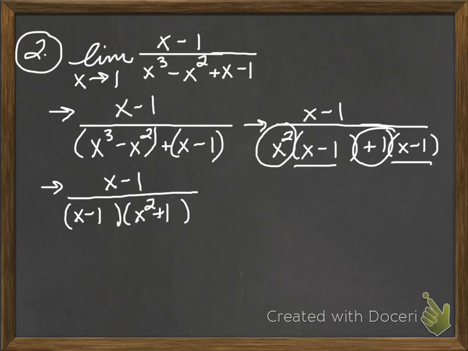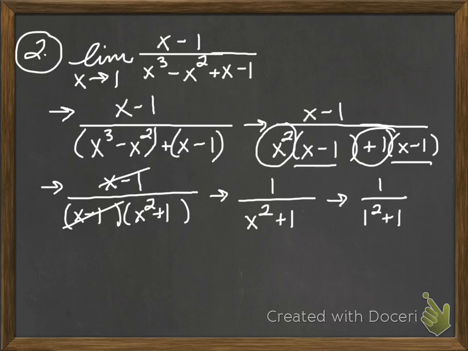Now hopefully what this will do is help me cancel something out. And sure enough it does. The x minus 1's are gone. I need a 1 in the numerator as a placeholder, and then x squared plus 1. So now what we want to do is we want to try to plug 1 in again and see if we can get a real number. So that would be 1 over 1 squared plus 1. And 1 squared is 1, plus 1 is 2. And sure enough, there you go. There is my numerical answer for my limit. We have one more problem to look at, and then we're going to wrap up.